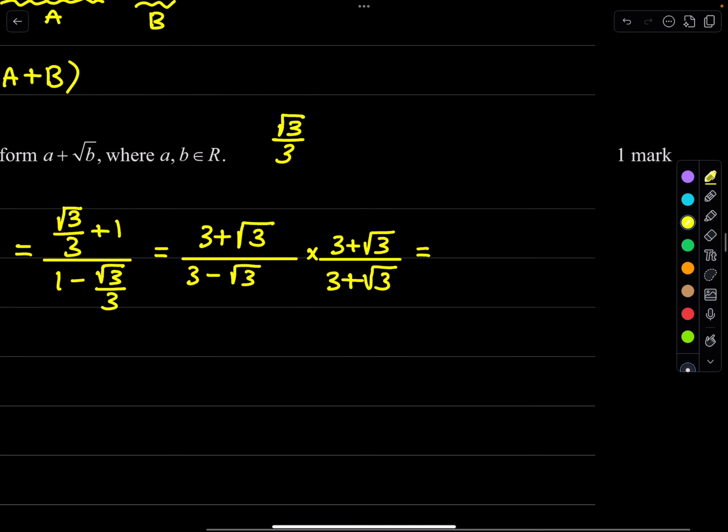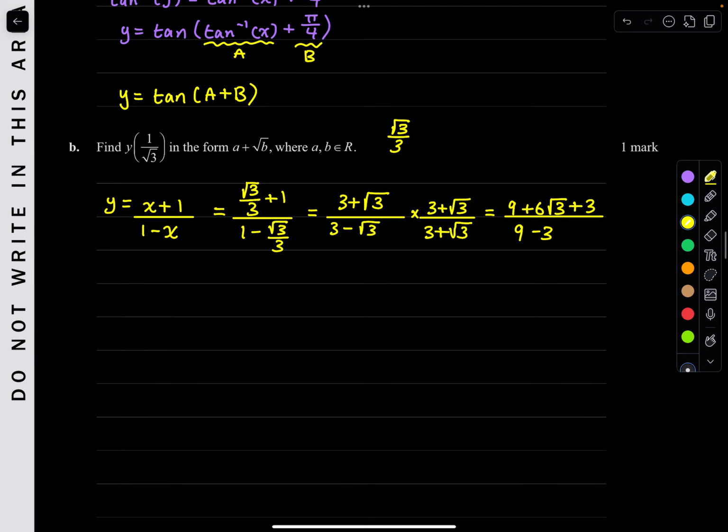Which gives me what? So basically 3 times 3 is 9. Then 3 times that, and then do it again. It's going to be 6 root 3 plus 3, over 3 times 3 again is 9. Then because it's a difference of perfect squares, you just multiply these ones, minus 3. Which gives me, all right, that's a lot of work. So y equals 12 plus 6 root 3 over 6, which is basically equal to 2 plus root 3. Done. That's your final answer. All right.